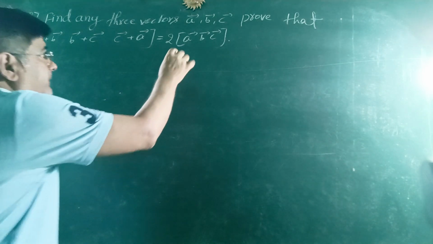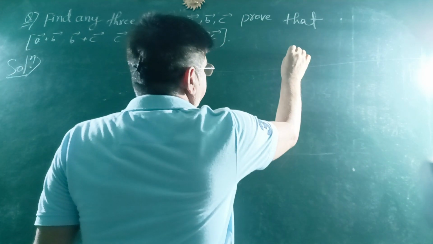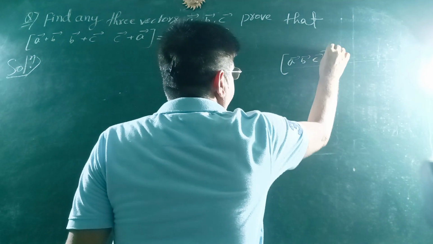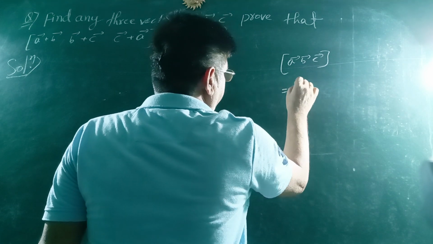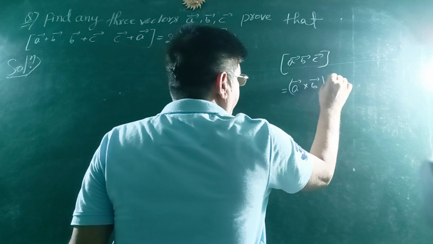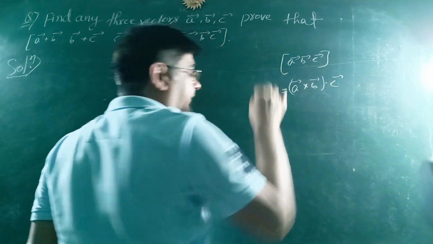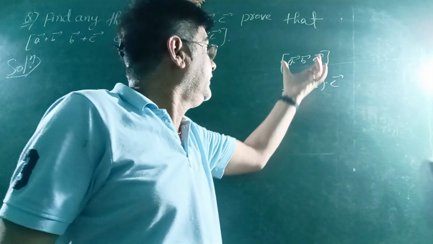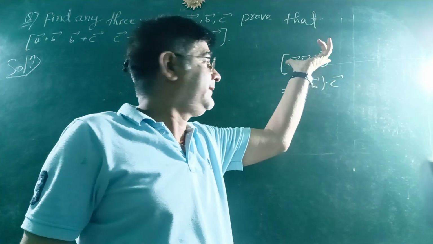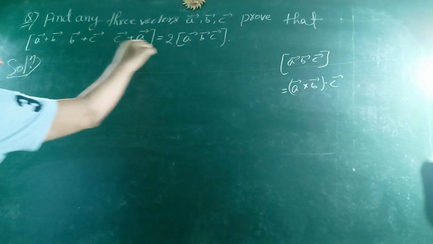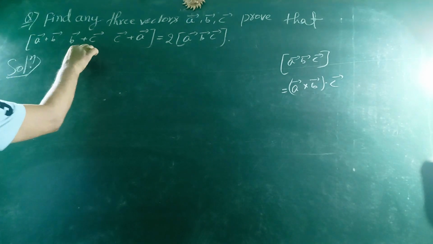सबसे पहले हम इसके बारे में जानते हैं. What is the meaning of square brackets of A vector, B vector and C vector? इट मीन्स बच्चों A vector cross B vector dot C vector. It is written in the form of A vector, B vector, C vector. It means this and this means it. Clear? So this is also in this form of A vector, B vector and C vector.